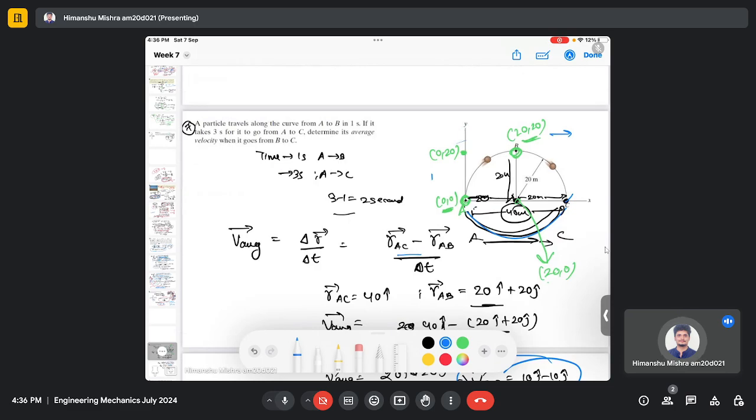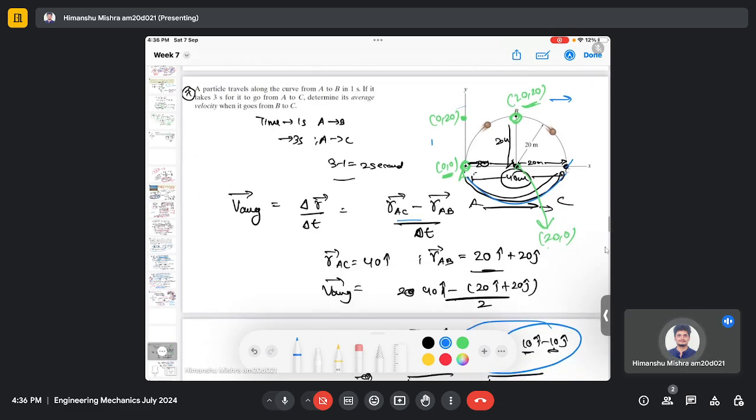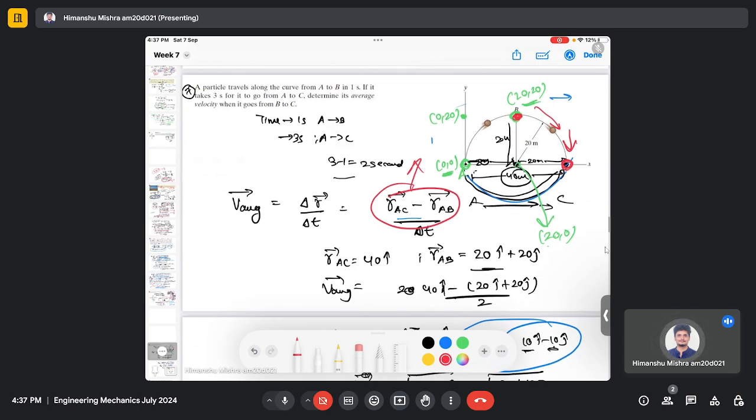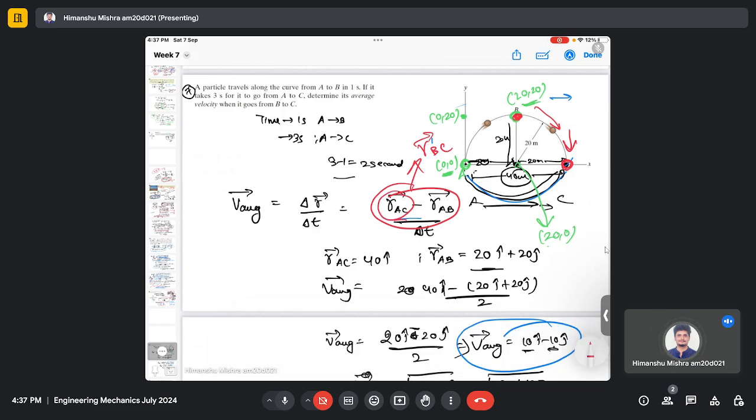So we used the previous question's concept to determine the position vector or displacement vector first. Once we got the displacement vector, we found the average velocity. But we use a little trick here as well, because we need to find the average velocity when it moves from point B to point C. So this is basically a position vector BC, and we define it in terms of AC minus AB, because we have already been given the time when it moves along AC and along AB.